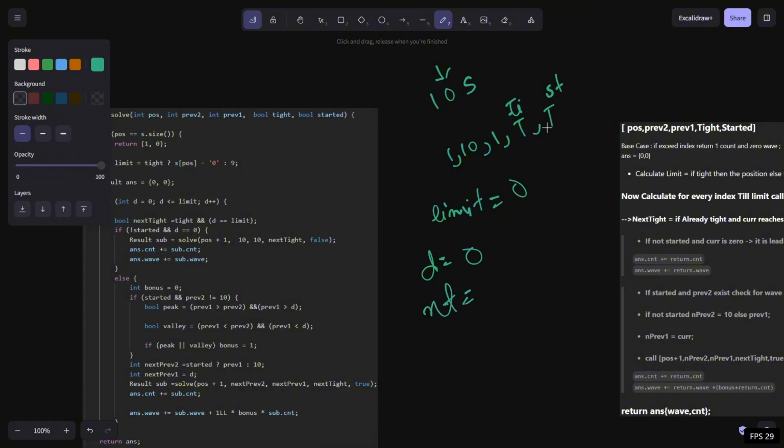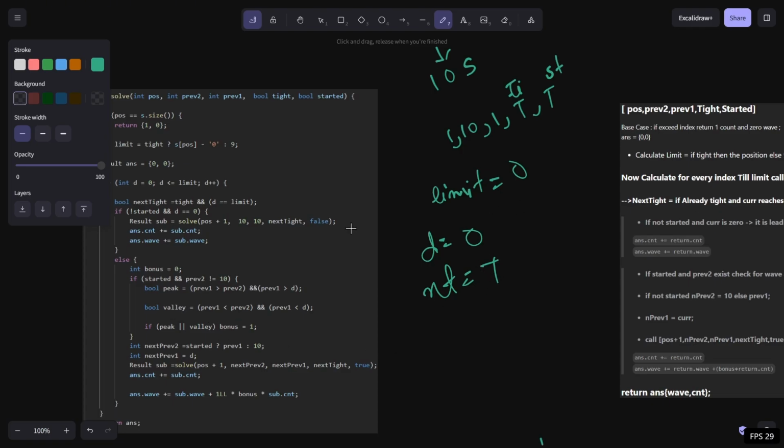Next state equals: is current state true, yes, and d equal to limit, yes, because 0 is the limit, so next state becomes true, and started equals true. We have previous two, but previous two is false, so we are not going to count any peak or valley. Since it is started, previous two becomes current previous one, that is 1, and previous one becomes current, that is 0, and we call the second index. Previous 2 is 1, previous 1 is 0, and next state is true because the number has started, so we are going to call 210 true true.